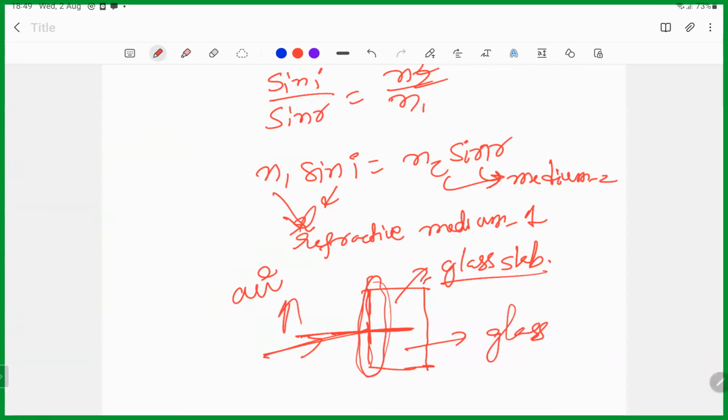Let's say there is also one more interface, no? So for this interface, what is medium 1? Medium 1 is glass, medium 2 is air. So medium 1 is always where the incident ray lies, right? Medium 2 is always where the refracted ray lies, right?